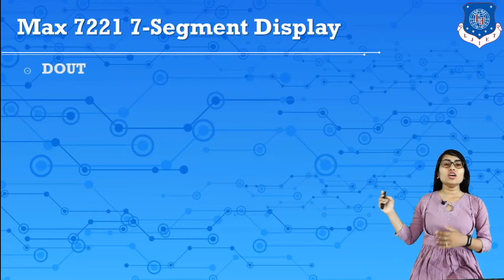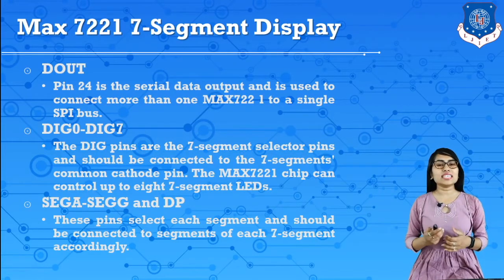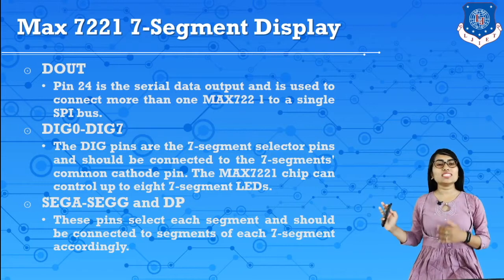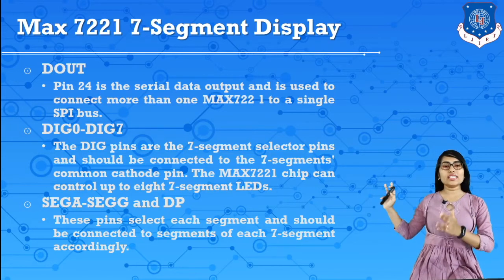Now another pin is DOUT. Pin 24 is the serial data out, used to connect more than one MAX7221 to a single SPI bus. Then DIG 0 to DIG 7.